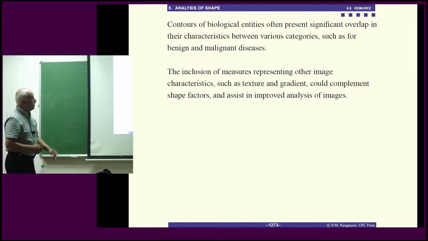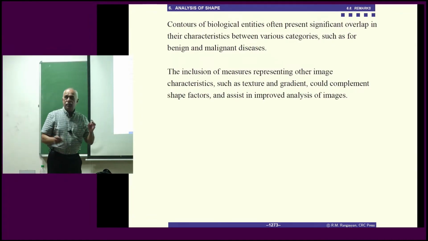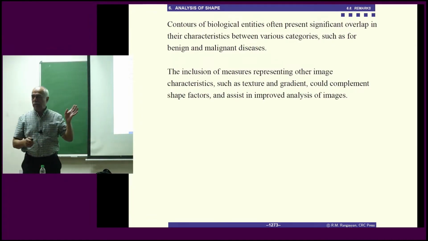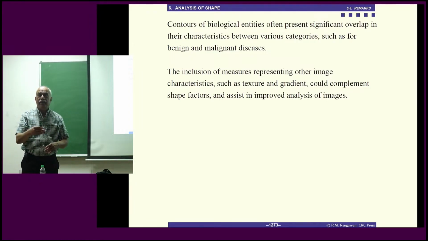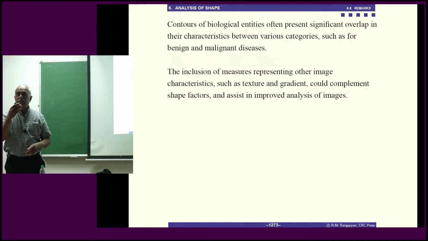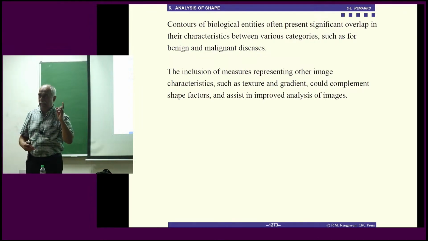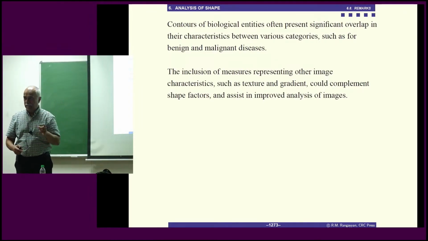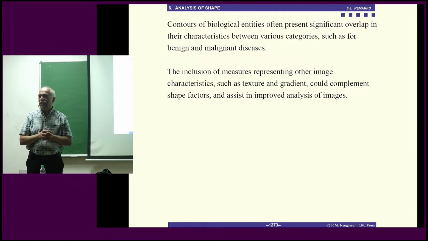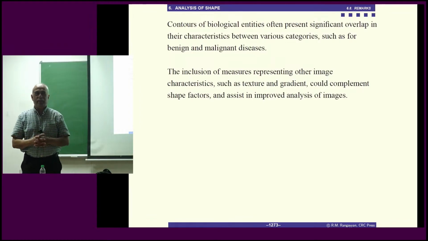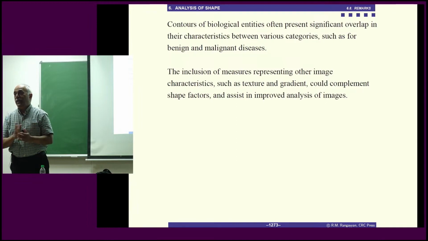So contours of biological entities such as tumors present overlap in their characteristics between categories. Benign and malignant, we saw they overlap depending upon the database and how accurately they were classified by the radiologist or the pathologist. Those categorizations, benign and malignant, were done by the pathologist in biopsy. Now the radiologist could go wrong. They may have 95% accuracy, let's say. Pathologists could also possibly go wrong.